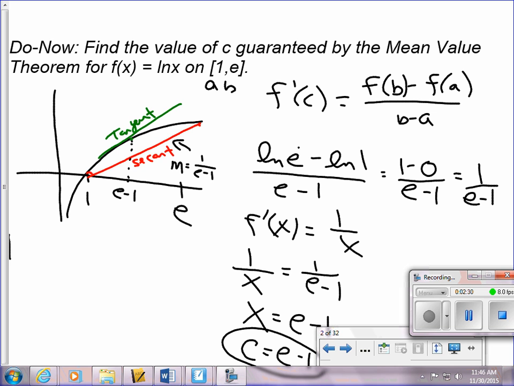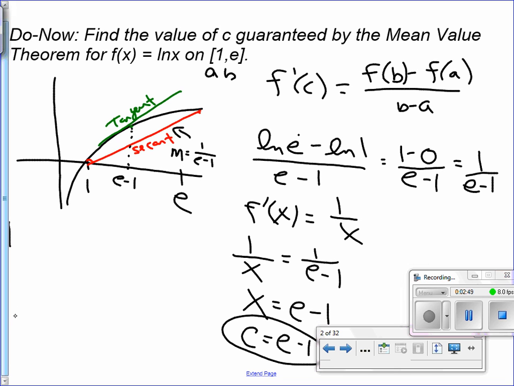And the mean value theorem guarantees that for at least one value of x between 1 and e, the slope of the tangent will equal the slope of the secant. So you get the derivative, which is 1 over x. The derivative of ln of x is 1 over x, and you set them equal to each other. So if you have 1 over x equals 1 over e minus 1, x equals e minus 1. You could have cross multiplied, but that would have just been silly.